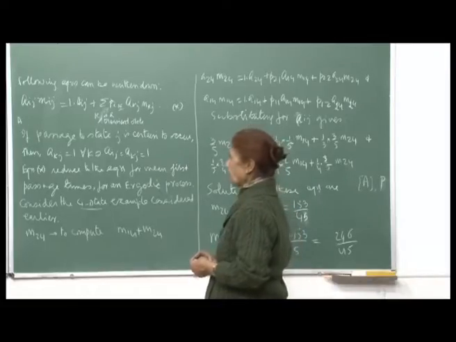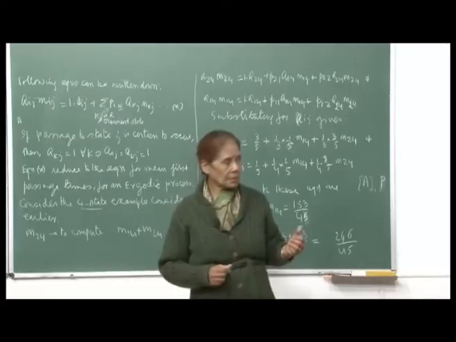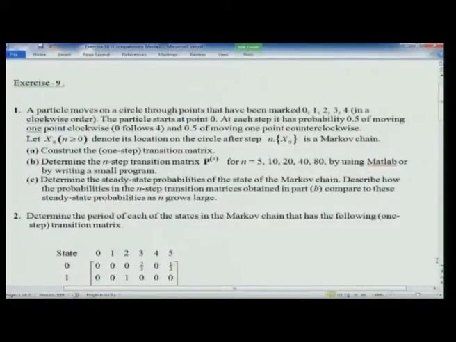I will now discuss the exercise. Let us look at question 1. By the way, I have taken these questions from the book by Hillier and Lieberman, the reference to which will be given to you at the end of the course. A particle moves on a circle through points that have been marked 0, 1, 2, 3, 4 in clockwise order, and the particle starts at point 0.